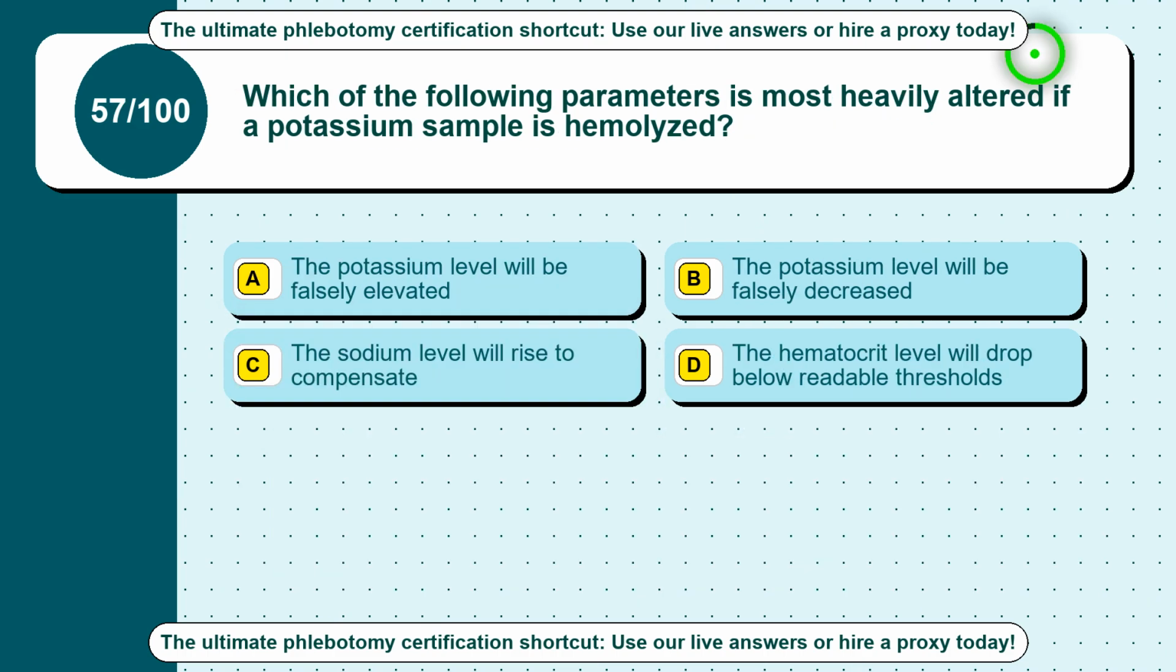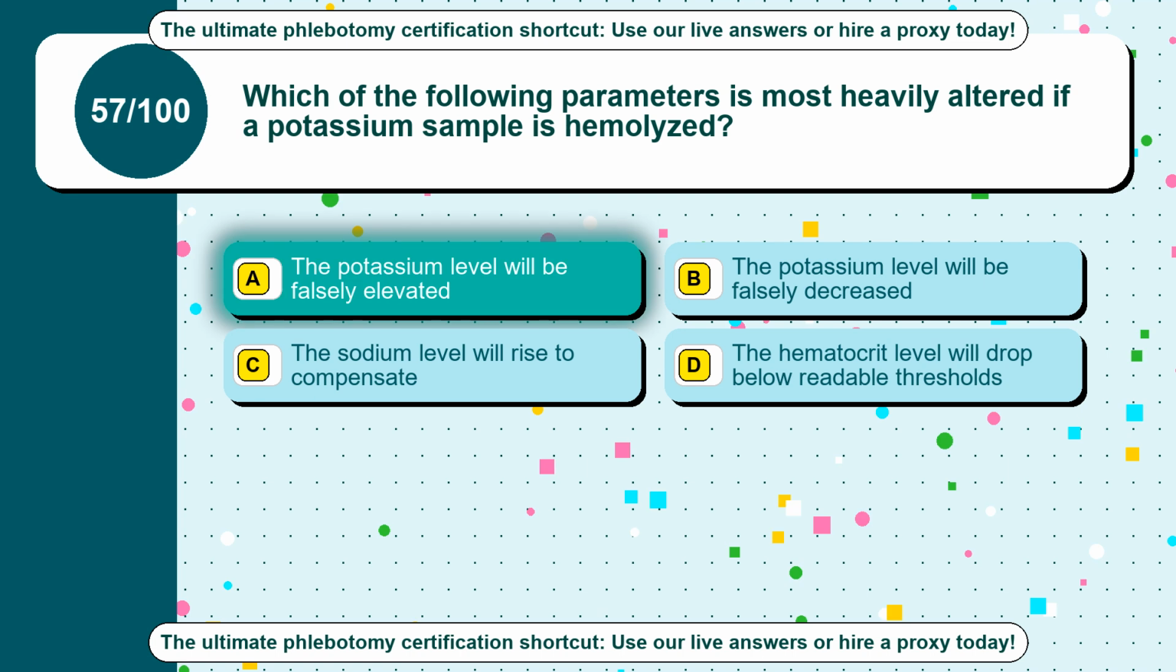Question 57. Which of the following parameters is most heavily altered if a potassium sample is hemolyzed? Option A, the potassium level will be falsely elevated. Option B, the potassium level will be falsely decreased. Option C, the sodium level will rise to compensate. Option D, the hematocrit level will drop below readable thresholds.